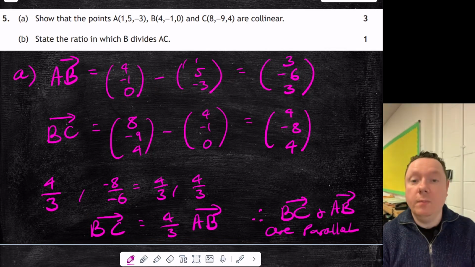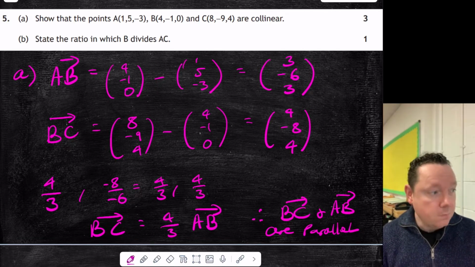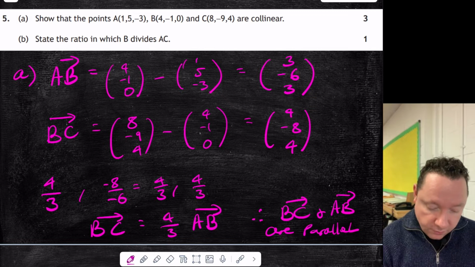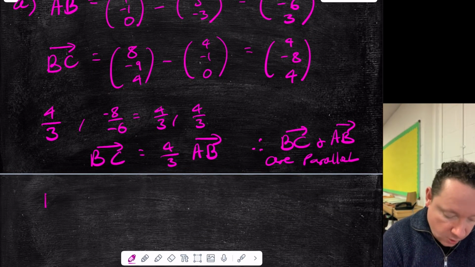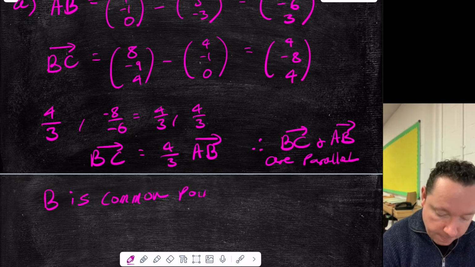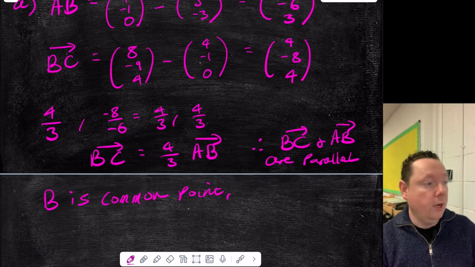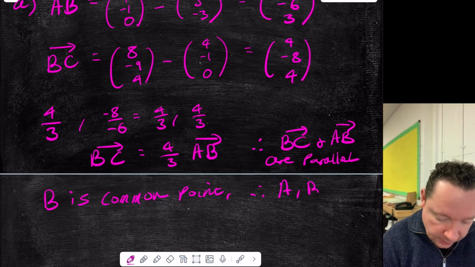You could have also done the numbers the other way around and said that A to B is 3/4 of B to C, and it would make no difference. But we've shown they're parallel, and B is a common point, which you can see because you've got BC and AB. So you just say B is a common point, and therefore A, B and C are collinear.